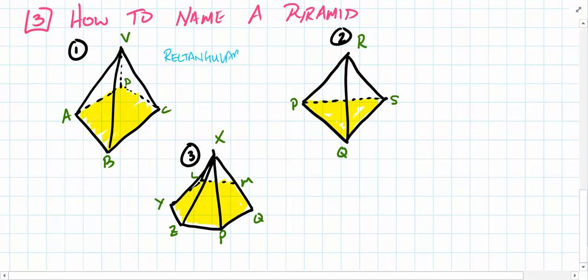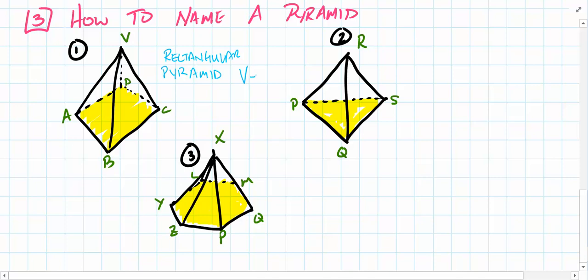pyramid. So we say rectangular pyramid, then we start at the vertex. So the vertex is at V. We start with that vertex. Then we put a little hyphen.